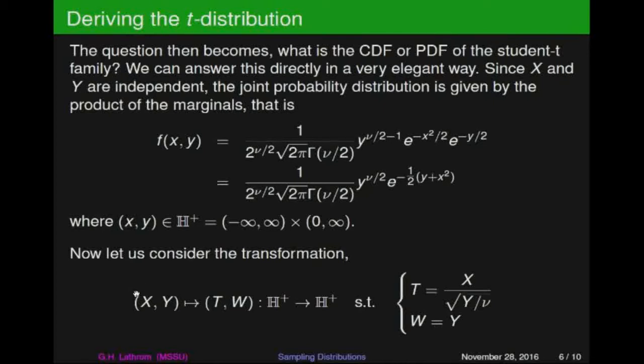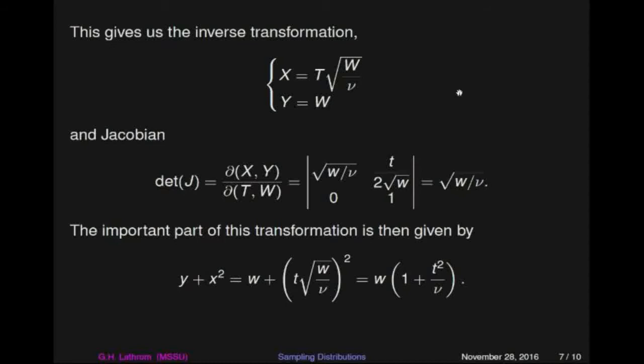And so now let's consider a transformation. That transformation will take X and Y to T and W, where we define T as being X divided by the square root of Y over nu, and W as just being Y. If we look at the Jacobian of that transformation, we end up with a matrix that looks something like this. We take the determinant, and we see that we have a Jacobian of root W over nu.